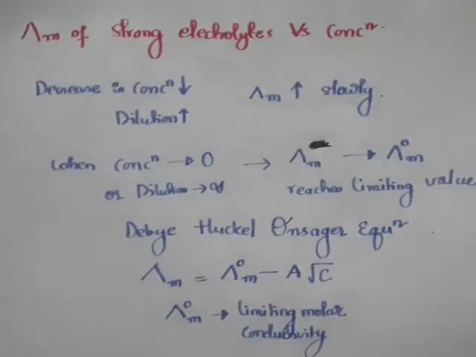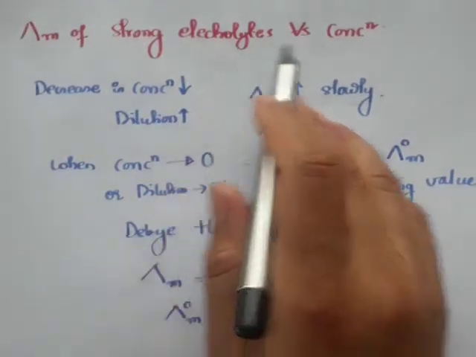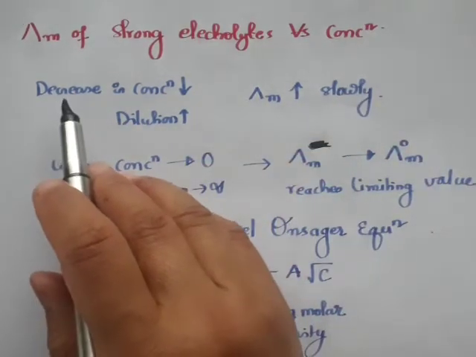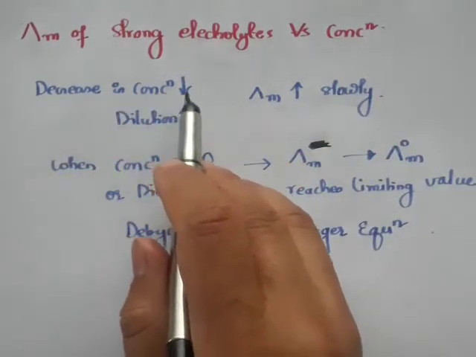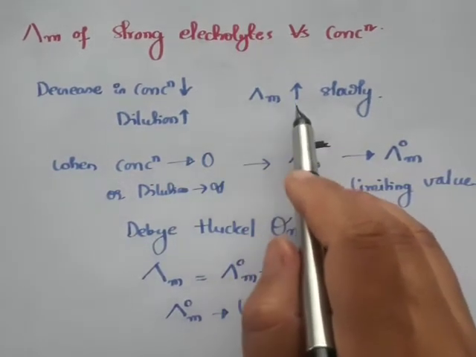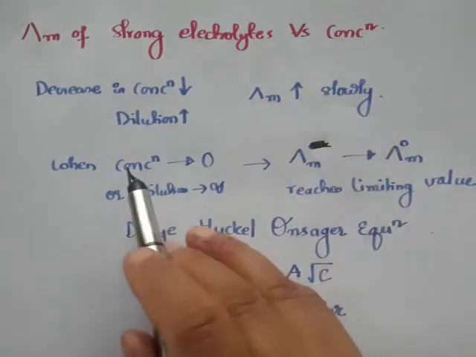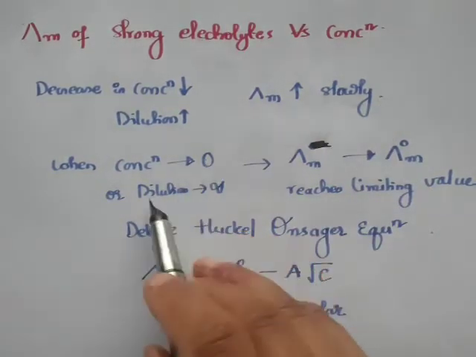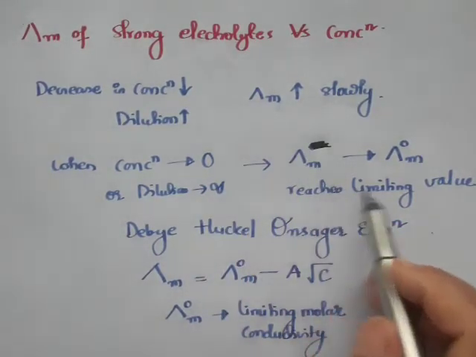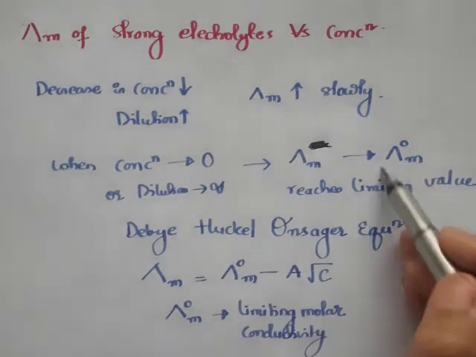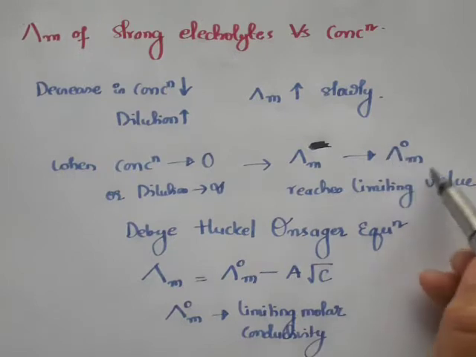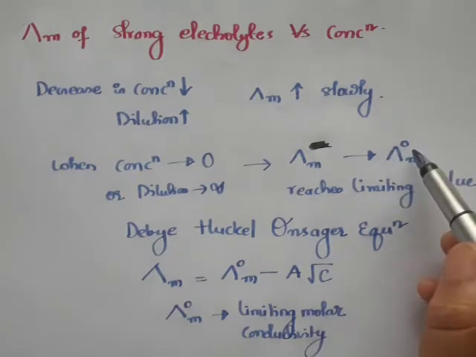Now let us discuss how the molar conductivity of a strong electrolyte varies with concentration. It has been found that when the concentration decreases or dilution increases, the molar conductivity increases slowly. When the concentration approaches 0, or the dilution becomes infinite, lambda m reaches a certain limiting value, which is called lambda naught m, that is, the limiting molar conductivity or conductivity at infinite dilution.